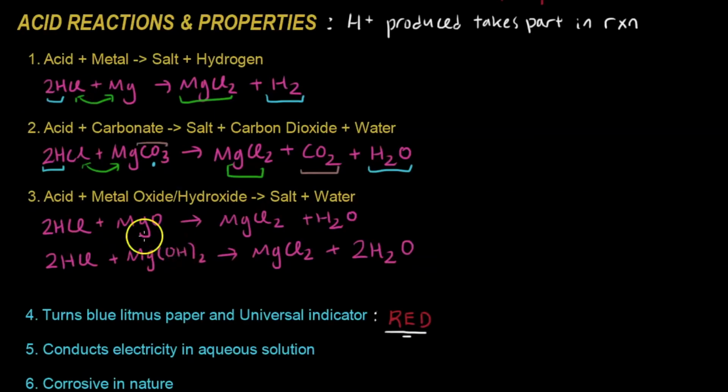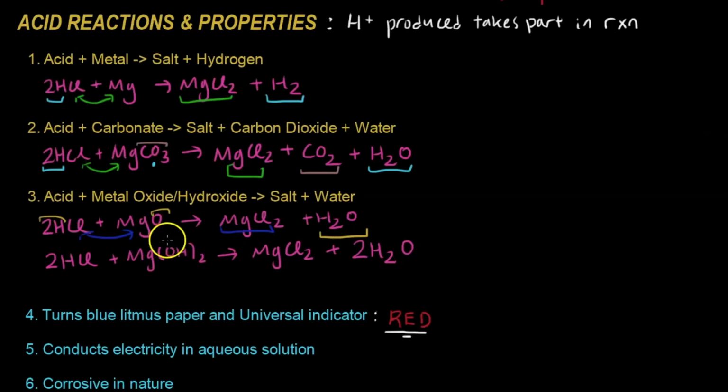Next one is acid plus metal oxide giving us salt and water. Also, acid plus metal hydroxide giving us salt and water. Let's do the oxide one first. We have magnesium and chloride giving us magnesium chloride, same thing, and the two atoms of hydrogen with one atom of oxygen giving us water.